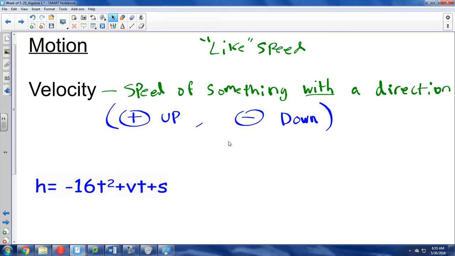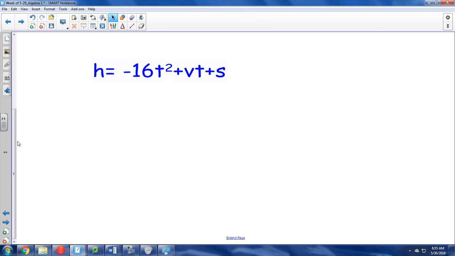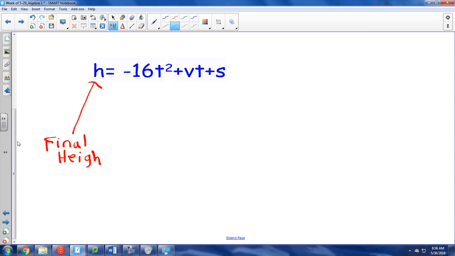We're going to now talk about this little equation here. So please write down the following. This equation right here. I want to label all of these things. So that h is going to stand for final height. Okay? That is your final height. You've got to write this down. This is very important.